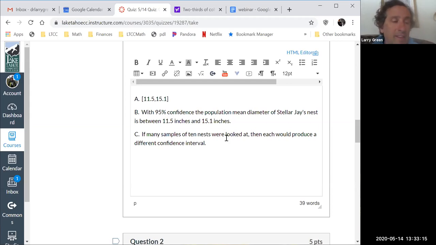Okay, so if we look at these 10, but if we looked at a different 10, then you'll get different numbers, and you'll have a different confidence interval from the different numbers that you get with a different 10. And you could do that over and over and over again. And what we could say is that 95% of these confidence intervals will contain the true population mean diameter for stellar jays' nests.